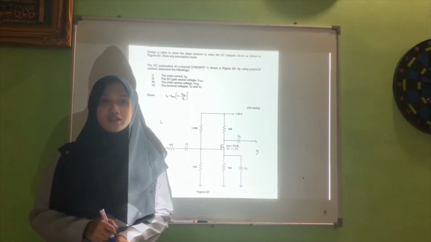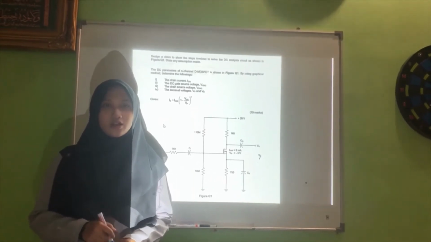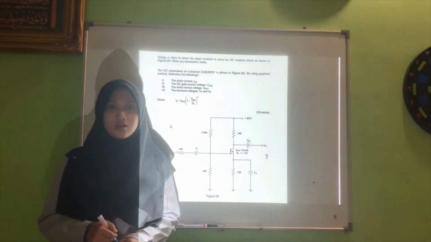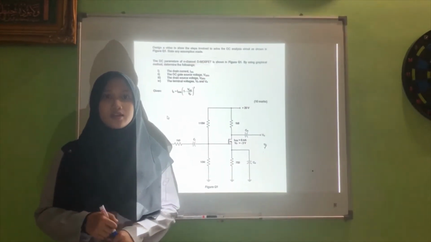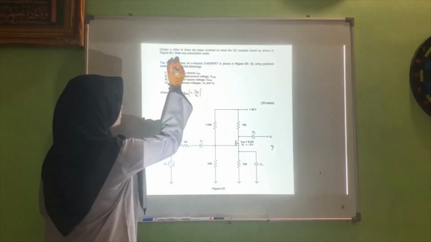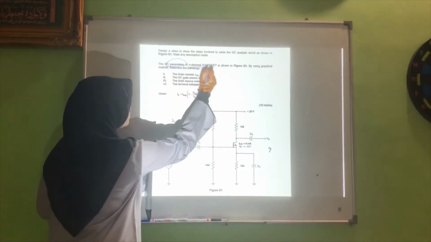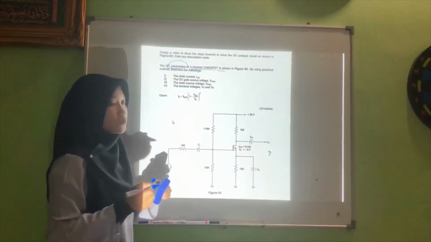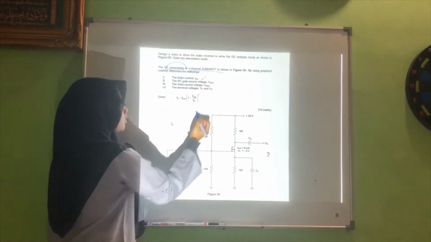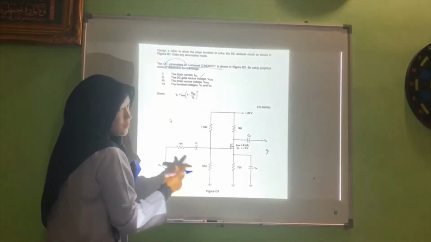I'm from J4EE1113 B1. Today I want to present the video assignment for ELE232. The question is about the DC parameter and N channel D MOSFET. First, we need to find the drain current IDQ by using the graphical method that has been given.